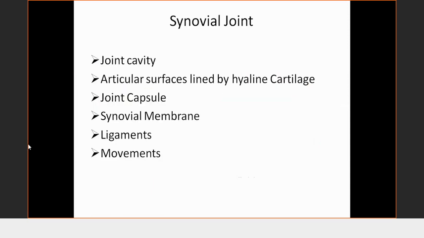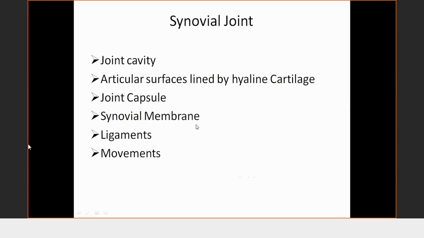Then another joint you are well versed with, where the maximum mobility is there, is the synovial joint. In case of secondary cartilaginous joints, some movements are allowed. But in primary cartilaginous joint, there is no movement at all. Synovial joint, as the name indicates, means there is a synovial membrane. Then there is a cavity, basically the classification based on the cavity. Here the synovial membrane secretes the synovial fluid.